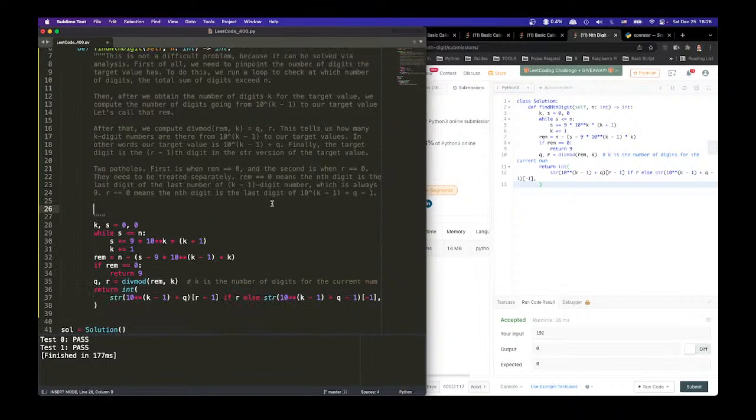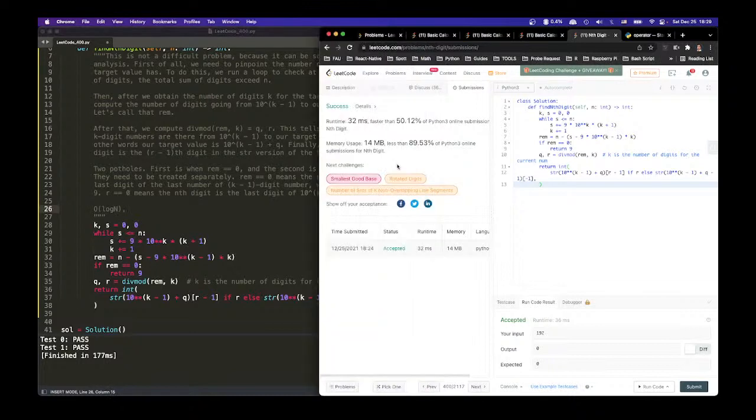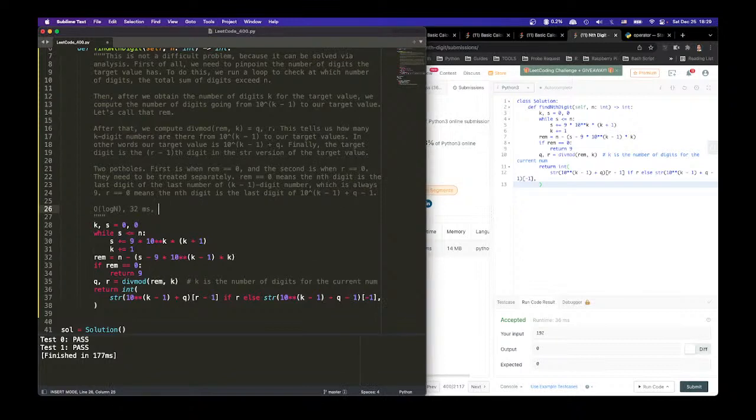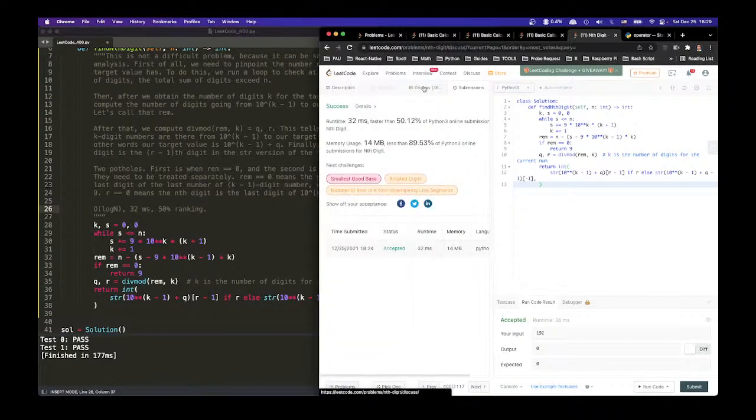And the runtime basically is this. I don't even know how to say this. It's just log n. This is log 10 n, right? And we run at 32. I'm pretty sure somebody might have a pure math solution for this. It's possible. So I just see the discussion.